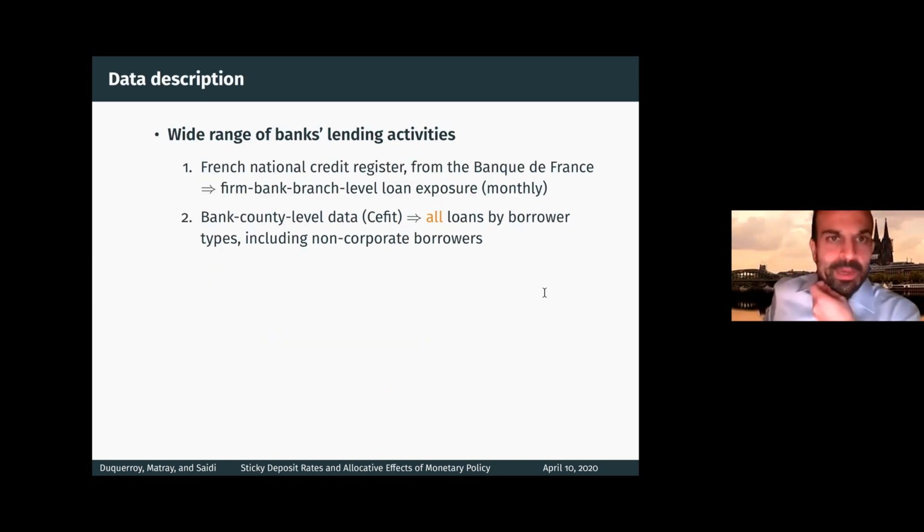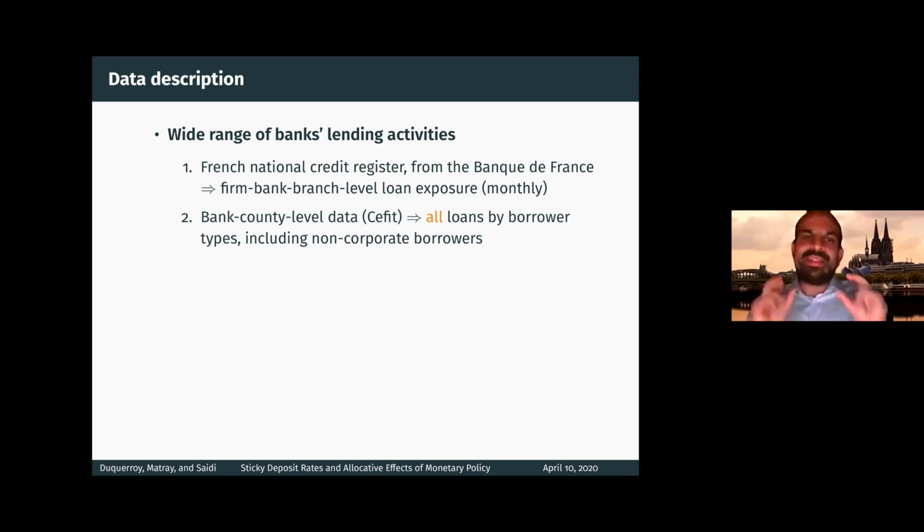Okay, so what are the data we're using? I was very excited to get access to these data, and Anne is the mastermind. She really knows them inside out. I learned a whole lot about France through these data. Just to tell you what our main ambition here is, the main ambition is to capture a wide range of bank lending activities. I said this in the introduction. So we start with the credit register, yes, but then we also have a bank county level data set that allows us to look at all loans by borrower types, including non-corporate borrowers.